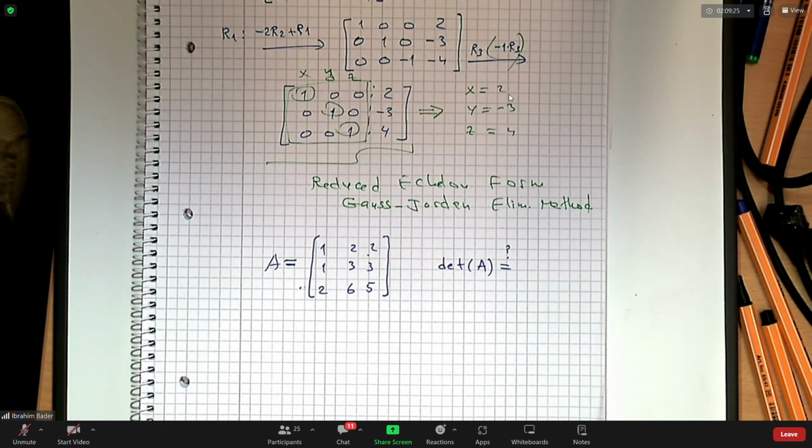I told you guys that evaluating determinants is very essential. Actually, we're going to introduce Cramer's rule later, which is entirely using the determinants.